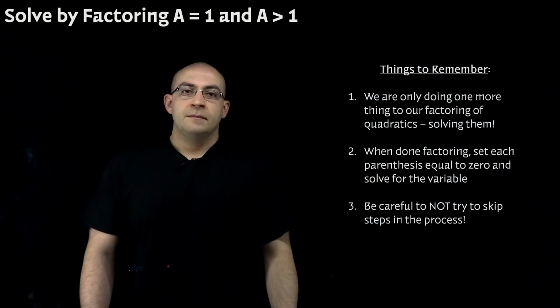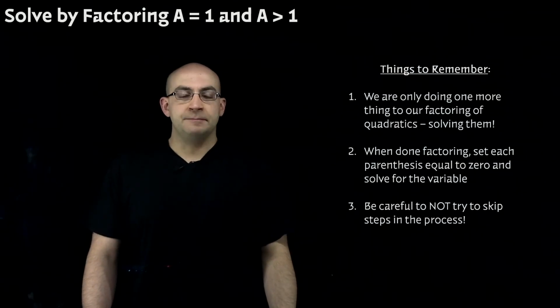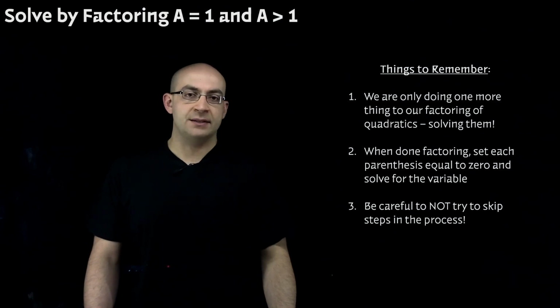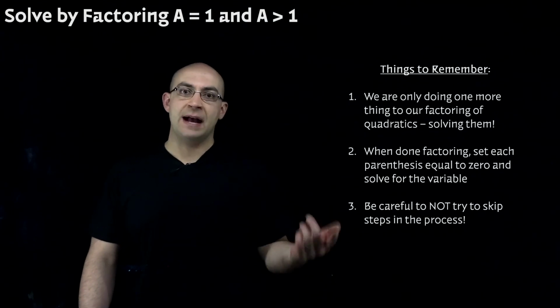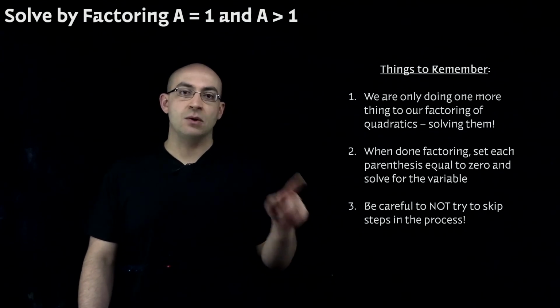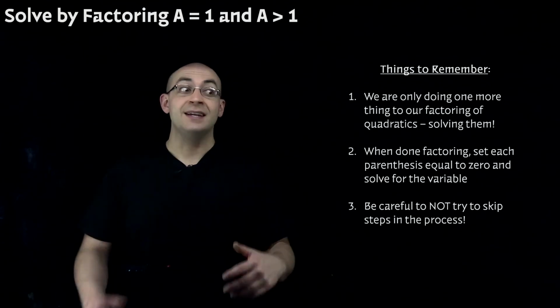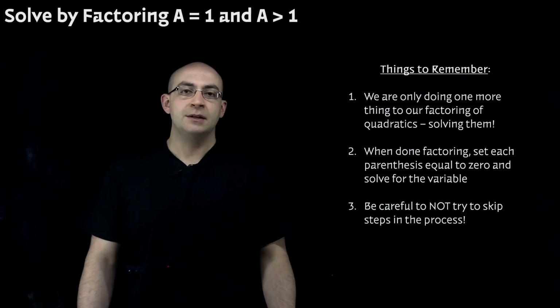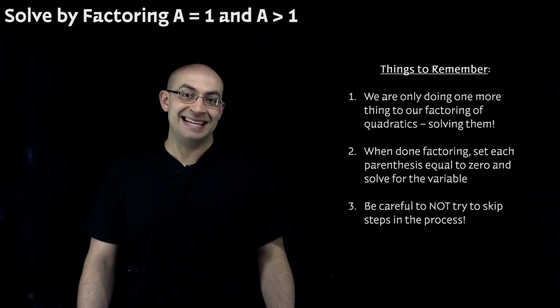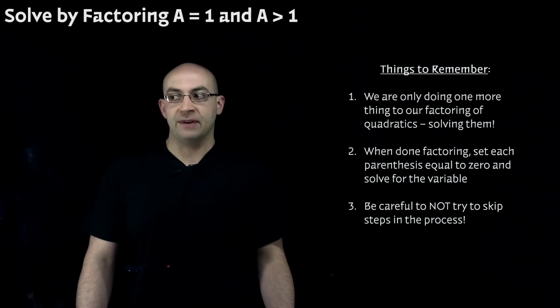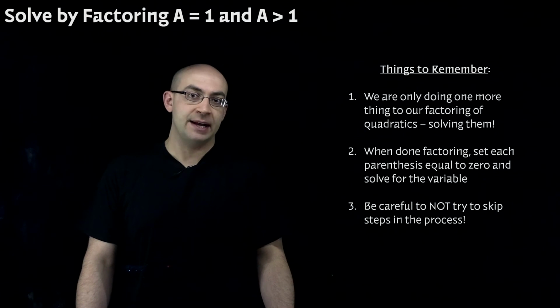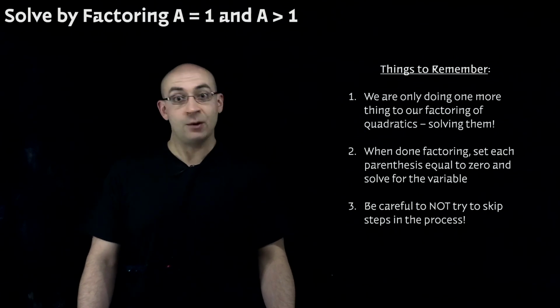Let's finish up. Things to remember about this video. Number 1, we're only adding one more thing to the process of what we already know, which is factoring, and that's solving. We're literally just taking each factor set and setting it equal to 0 and solving for the variable. Number 2, when we're done factoring, whatever is in that parentheses is what we are making equal to 0, right? So we are trying to find what those values are that make the equation true. Meaning if I substituted back the values that I get, it should equal 0.